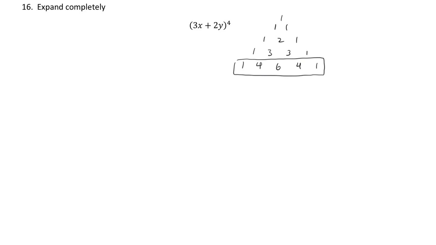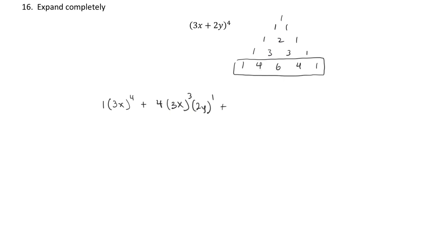So we're going to start with the first coefficient, 1, and then we have 3x to the 4th power. And we still have the other term, 2y, but it's to the 0 power, which means it's just 1. And then the next term has this as a coefficient, 4, and then the 3x decreases to a power of 3, and now the 2y increases to a power of 1.